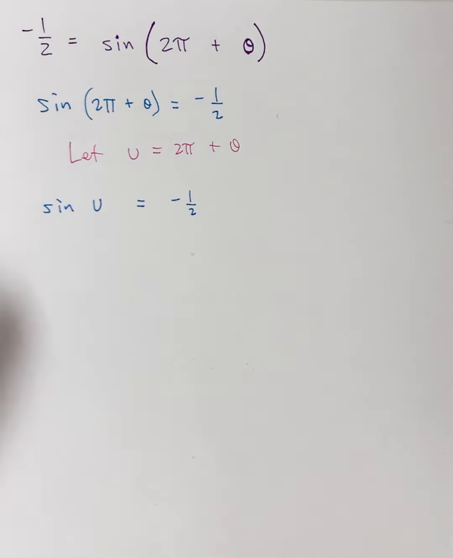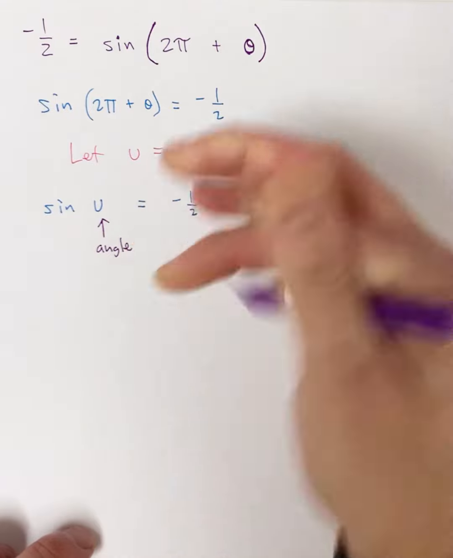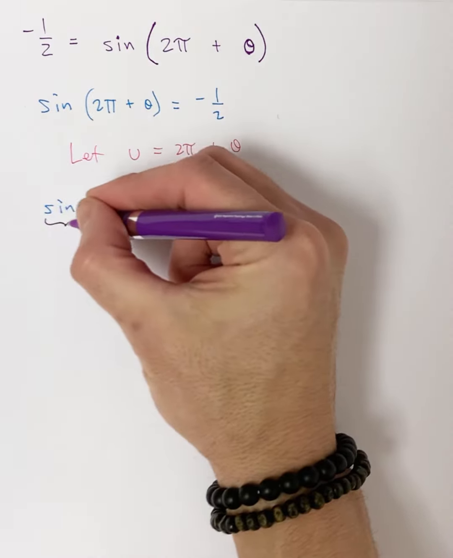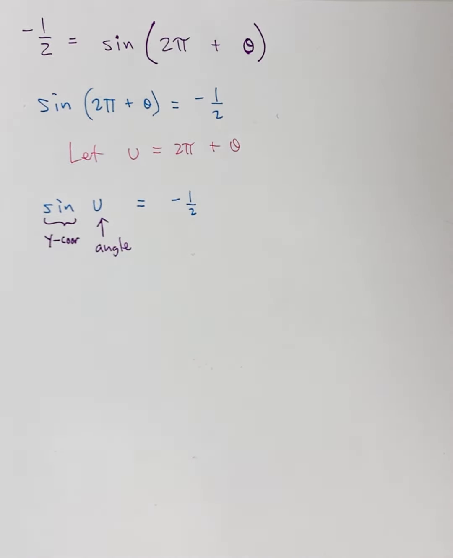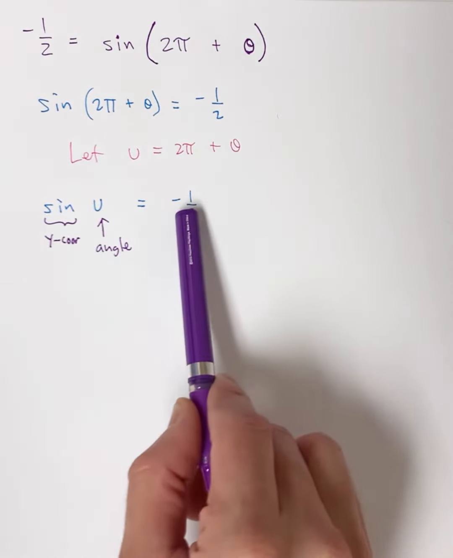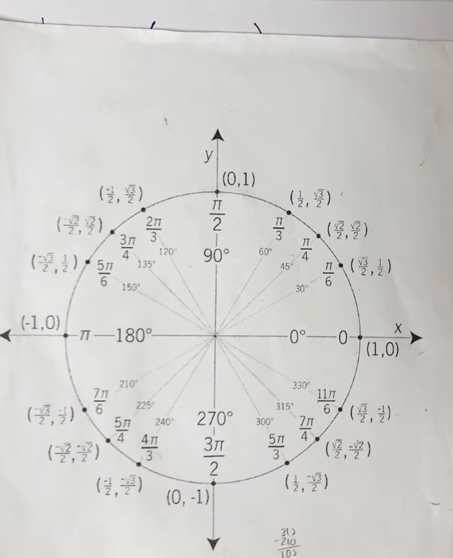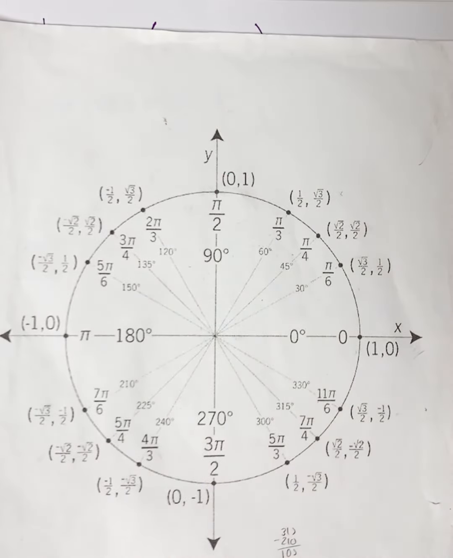Now think about it like this. U is an angle. And then recall that on the unit circle, sine is kind of like the y coordinate. So we want to go to an angle where, at that angle, the y coordinate is that much. So I have an old unit circle here. It's really beat up. Check it out. At which angle here is the y coordinate -1/2?